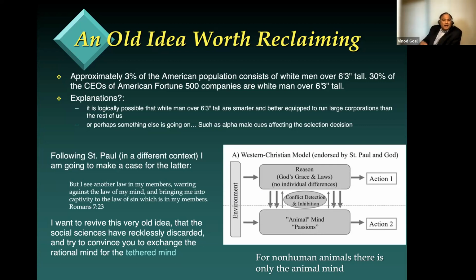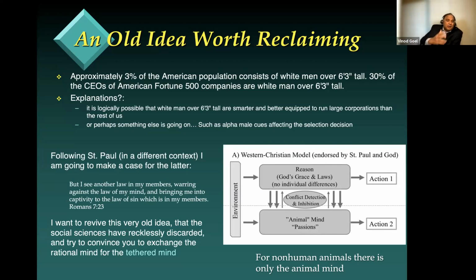So 3% of the American population consists of white men over 6 feet 3 inches tall, yet 30% of CEOs of American Fortune 500 companies are white men over 6 foot 3 inches tall. Now, it's logically possible that white men over 6 foot 3 inches tall are smarter and better equipped to run large corporations than the rest of us. It is logically possible, but it doesn't seem very plausible, right? Perhaps there's something else going on, such as alpha male cues affecting the selection decision, okay?